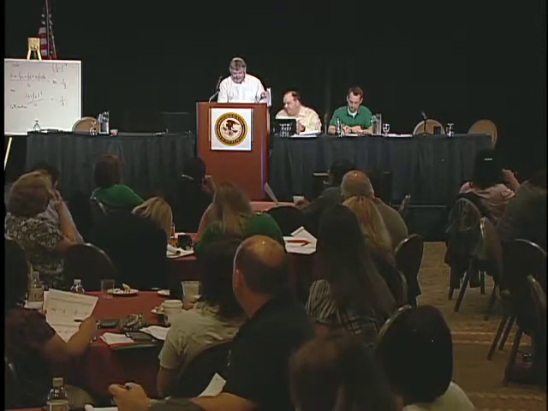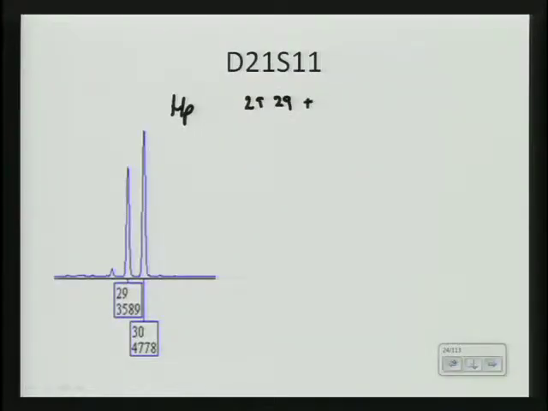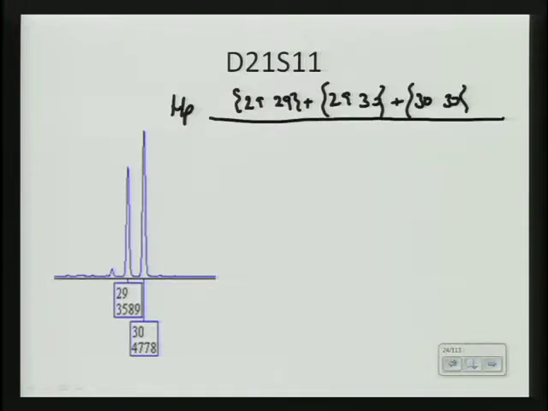So, what have I got on the top line? Potential 29-29. Potential 29-30. And a 30-30. Curly brackets. And on the bottom, I've got to account for all of these.